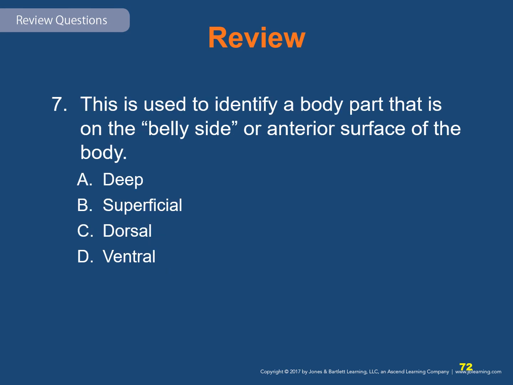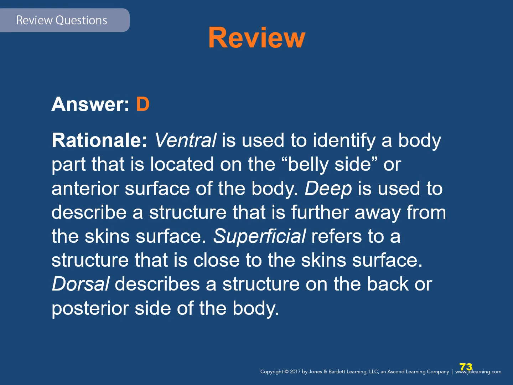Question 7. This is used to identify a body part that is on the belly side or anterior surface of the body. Deep, superficial, dorsal, or ventral? The answer is, of course, D, ventral. This is used to identify a body part located on the belly side or anterior surface of the body. Just think of the belly button being ventral. It's on the ventral side.